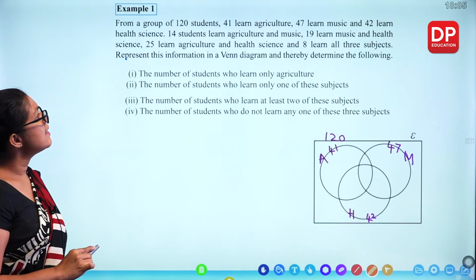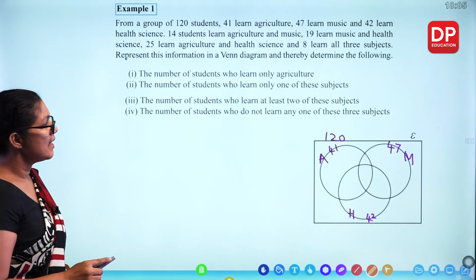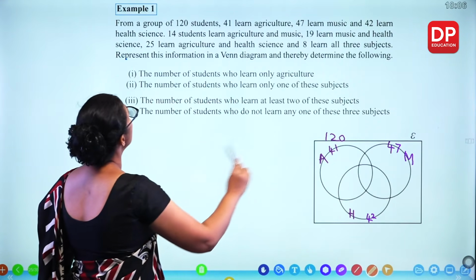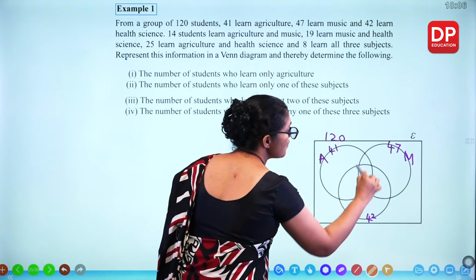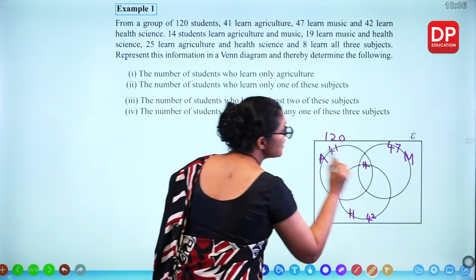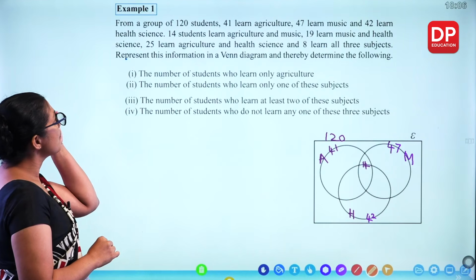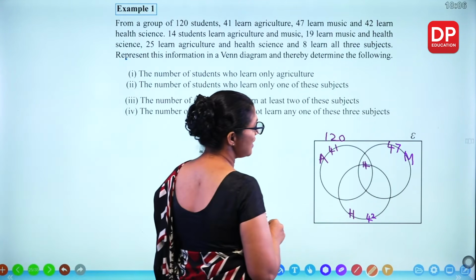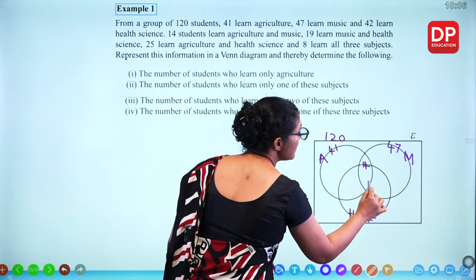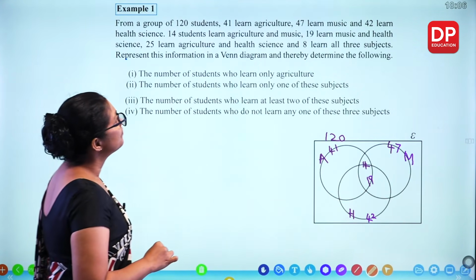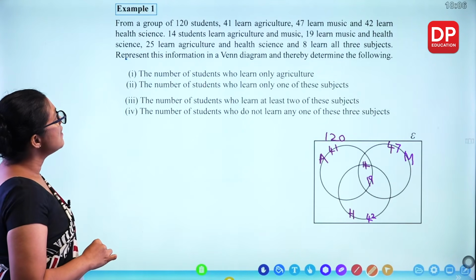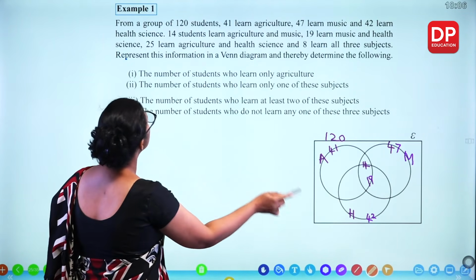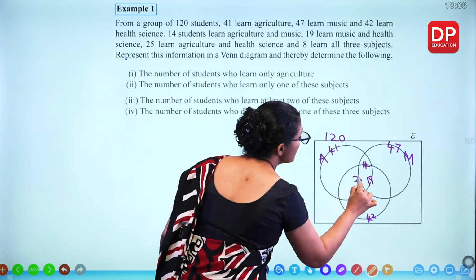14 students learn agriculture and music. Agriculture and music, how many? 14. So this region I can write here, 14. 19 learn music and health. Music and health, 19. So I'll write here. 25 learn agriculture and health science. Agriculture and health science, 25. I'll write here.